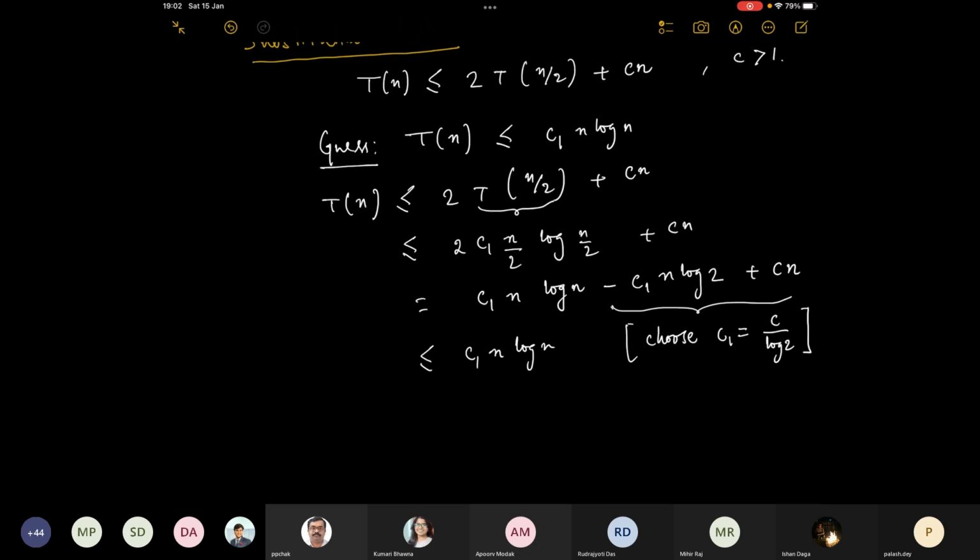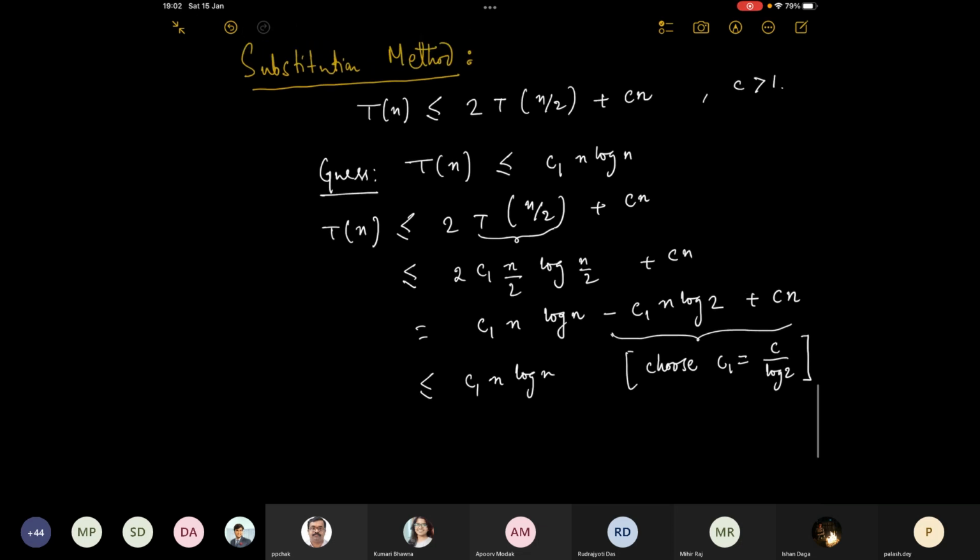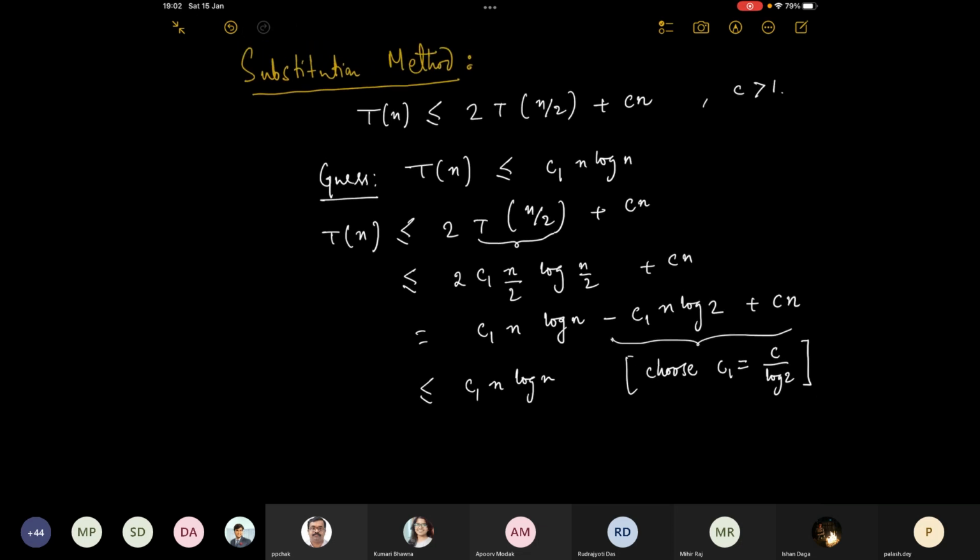And if induction works, I have proved that for every natural number n, Tn is less than or equal to C1 n log n. And that's it. That's what I am supposed to prove. Question on substitution method. You see how neat and clean this method is. The only difficulty is guessing, and it is very important.